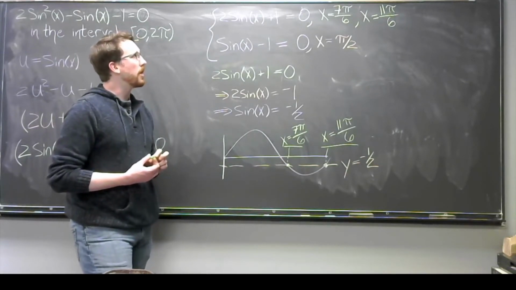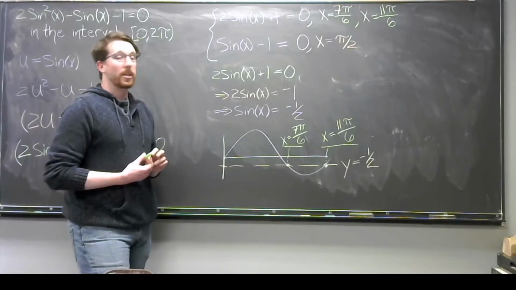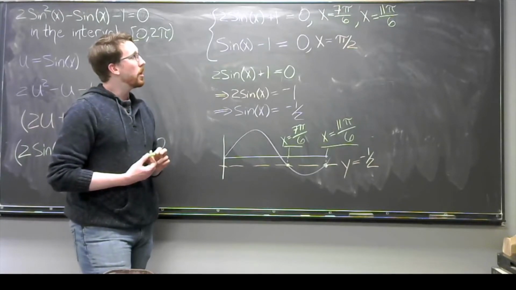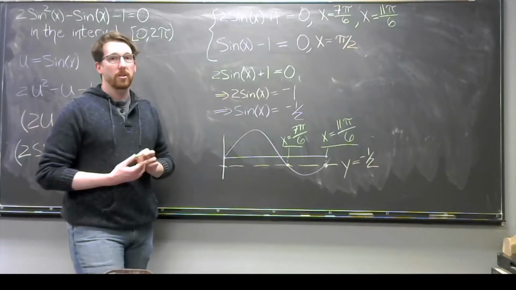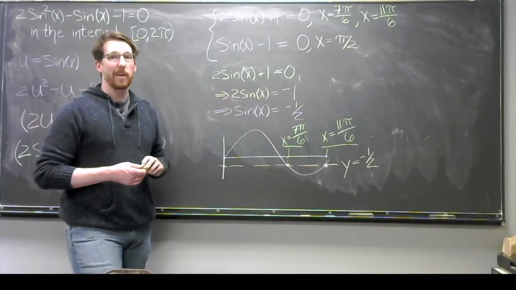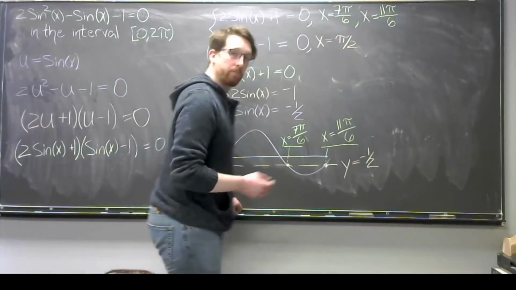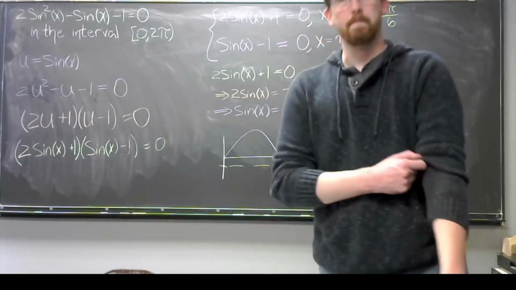When x is equal to 7 pi over 6, when x is equal to 11 pi over 6, and when x is equal to pi over 2. That's all I got for y'all in this problem. So let's move on. Let's look at the next one.